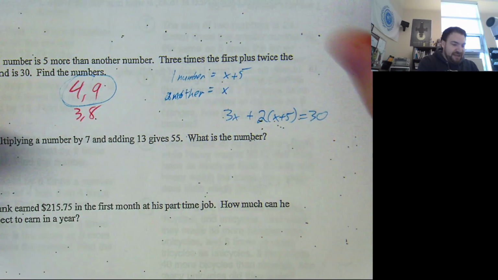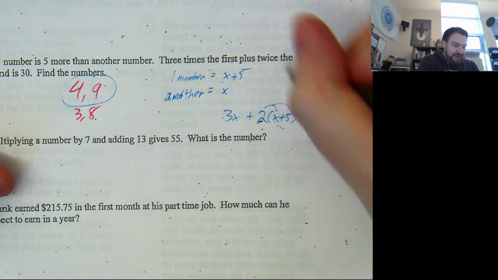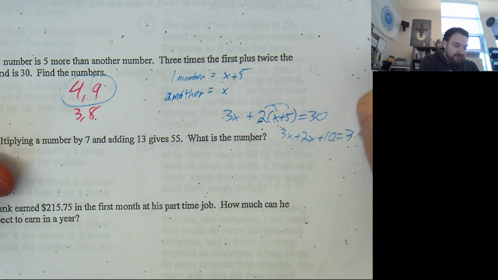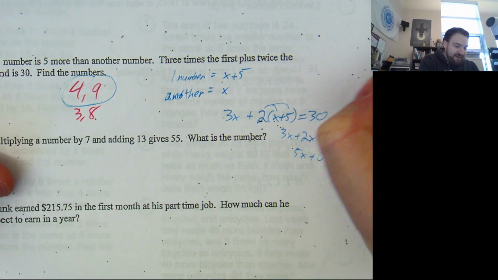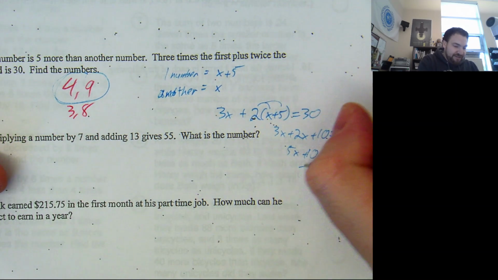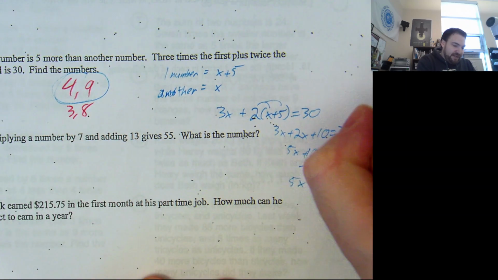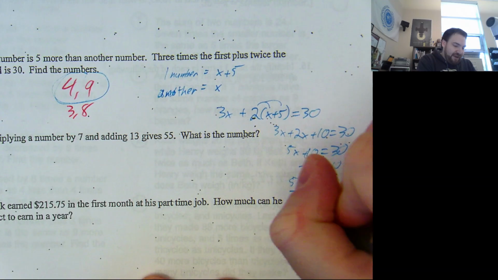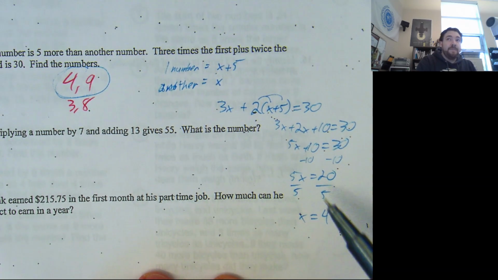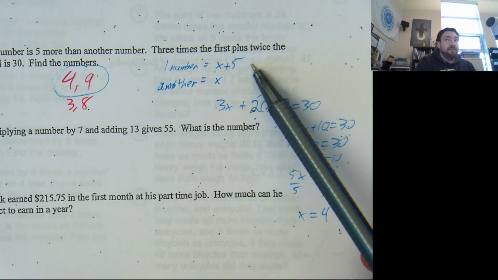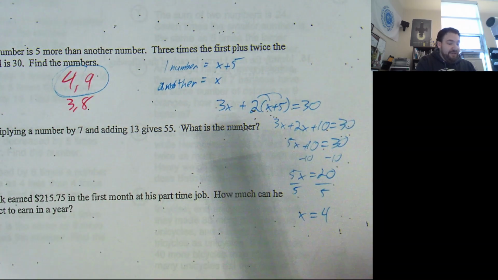So to solve this, I distribute in that 2. I'm going to get 3x plus 2x plus 10 equals 30. So 5x plus 10 equals 30. I'm going to subtract the 10. We're going to get 5x equals 20, divide by 5, x equals 4. So the another number is 4, 5 more than that is going to give you 9. And so that's how you'd get that one.